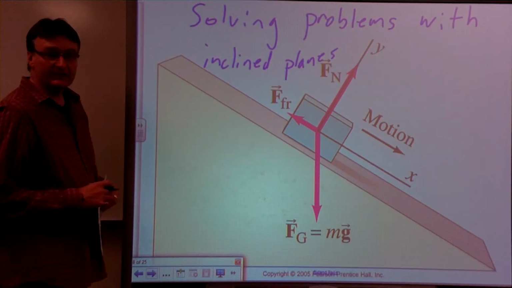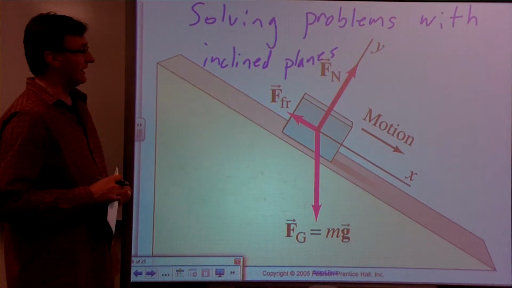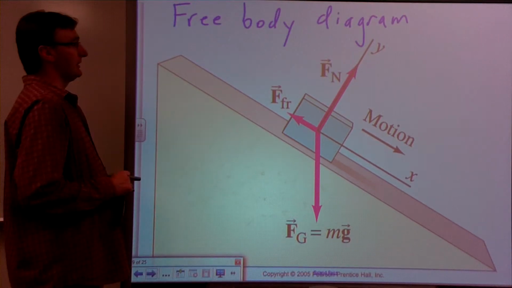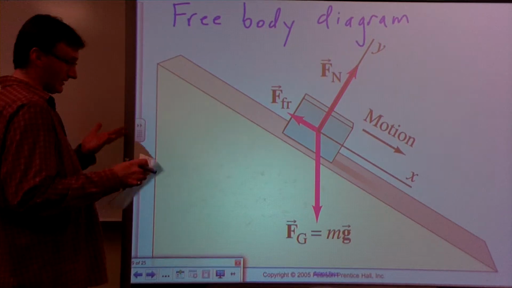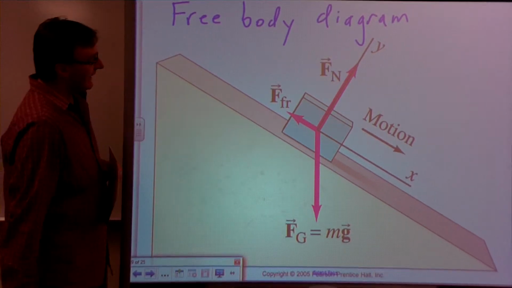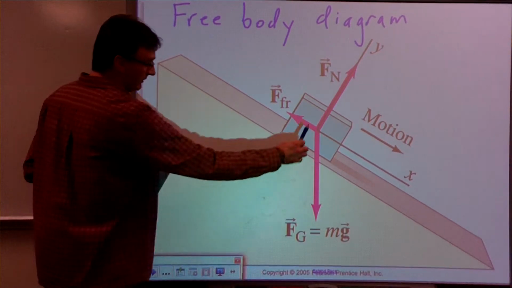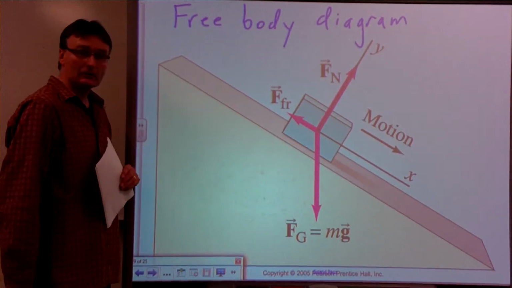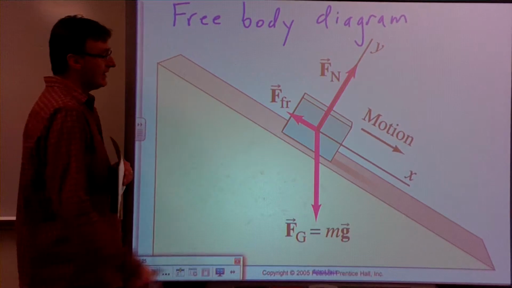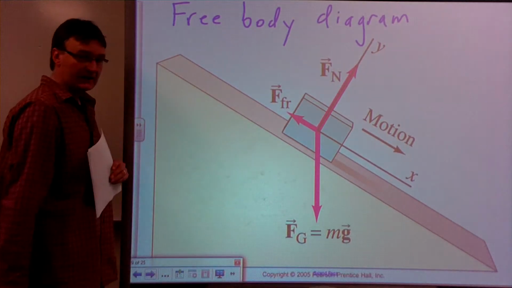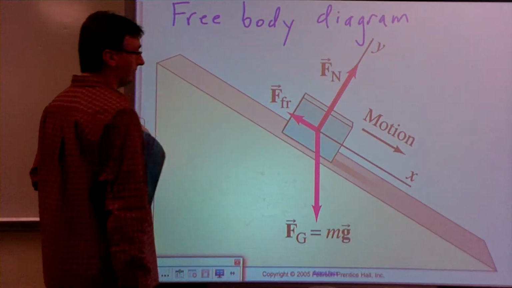Let's look at how we solve problems with inclined planes. Naturally we will start with the free body diagram. Once again, surprise, surprise. This is the kind of thing that we want to put on there immediately. First of all, we'll put our gravitational force vector on there, our normal force vector, friction, if there is any, and the direction of motion.